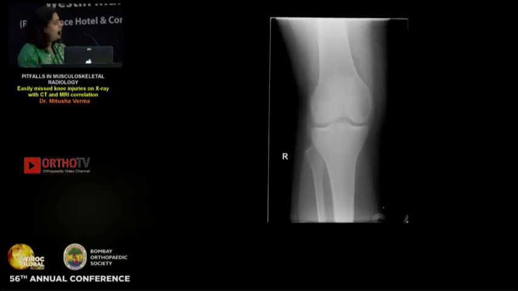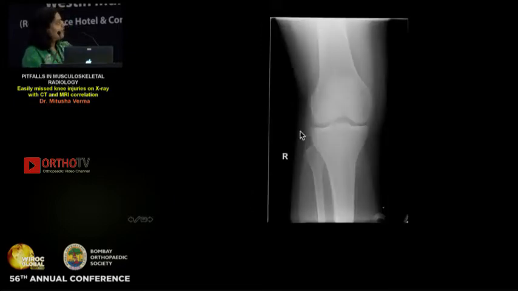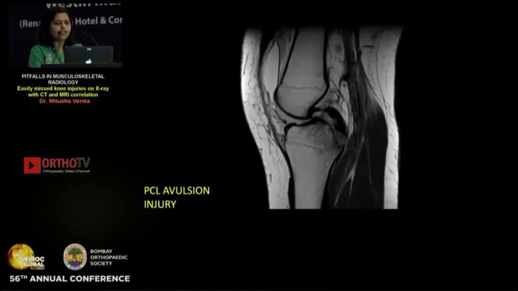Next case scenario where we see a radiograph, AP view, and a lateral view. I'm sure you might have noticed this breach posteriorly, but it can be missed on the anterior radiograph if you don't take the lateral projection.